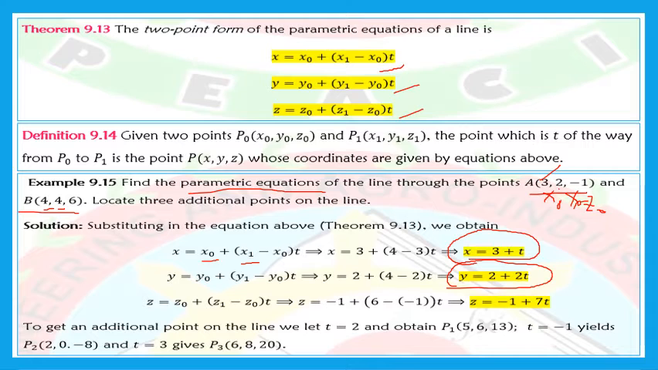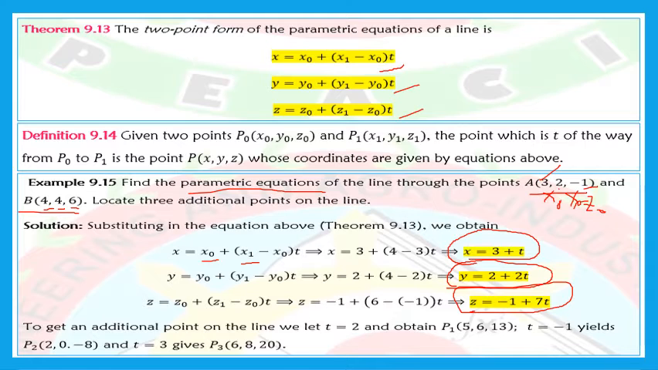So, ang z sub 0 natin is negative 1, z sub 1 natin is 6. Okay. Minus negative 1. So, that's why naging z equals negative 1 plus 6 minus the negative 1 times t, z equals negative 1 plus 7t. So, ito yung mga parametric equations of the line through the points A and B.